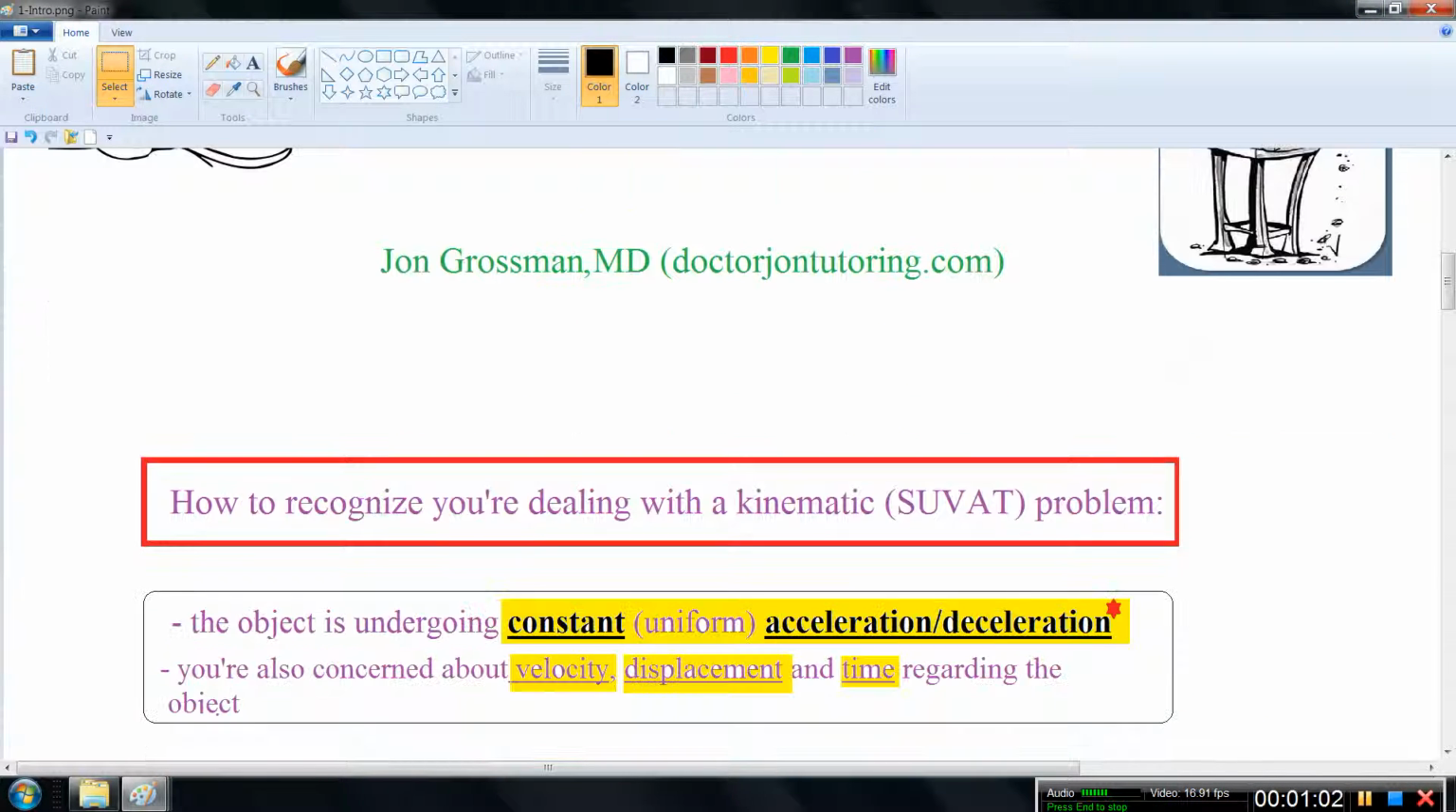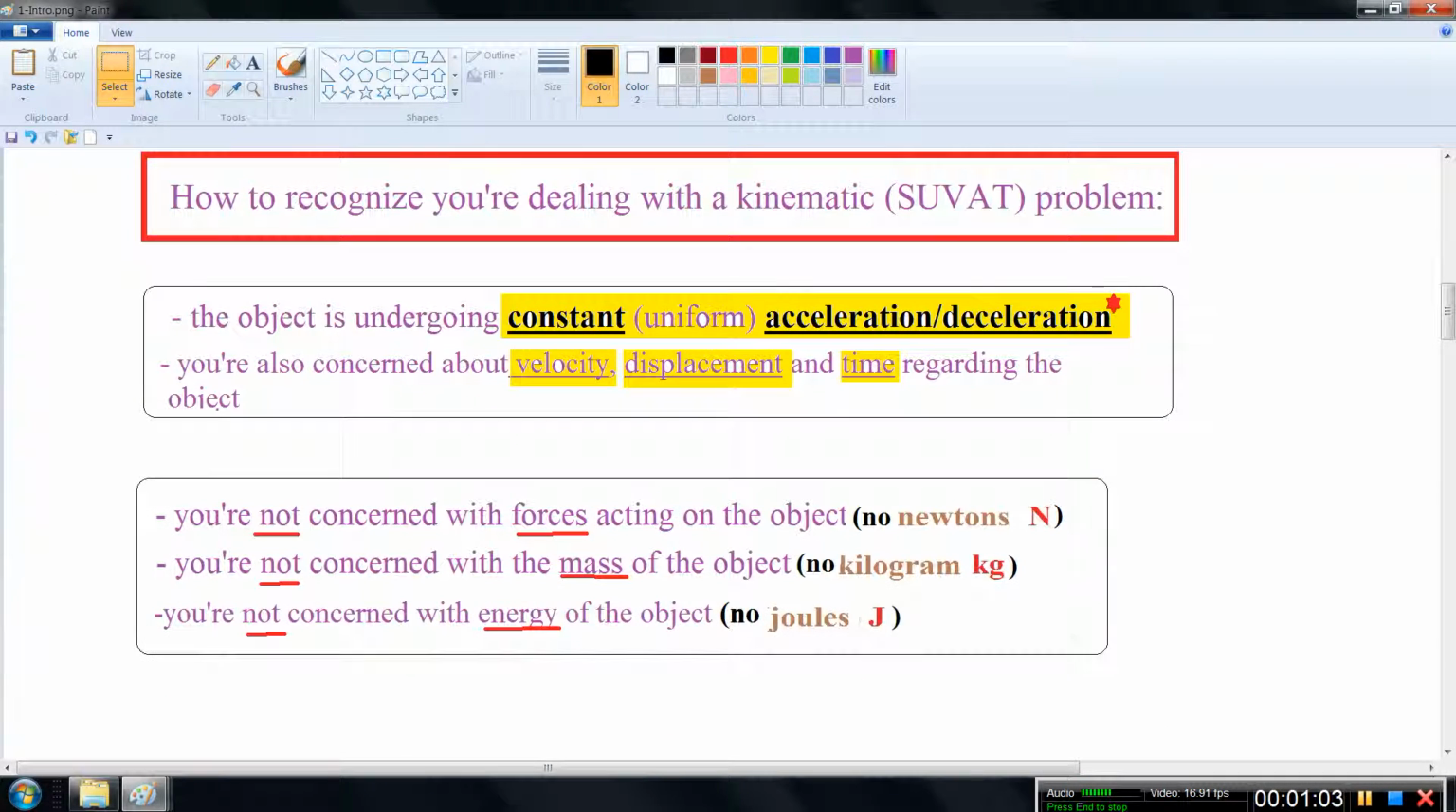I do, I'd just like to do a little review of some of the things I mentioned in the introductory video. And one is how to recognize that you've got a kinematic problem, that you're going to use the SUVAT method. The first thing I always do is look for some evidence of constant acceleration of the object or constant deceleration of the object. So you'll look for that.